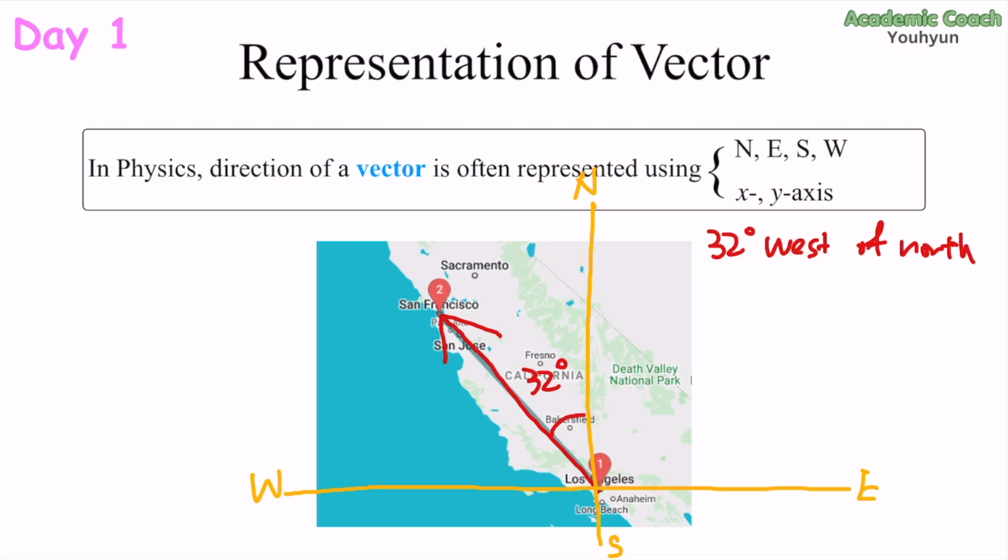So this is north direction. And then from north, I'm going to move slightly towards west by 32 degrees. So now this is the direction that I'm pointing at. This is not the only way for me to refer to the direction.